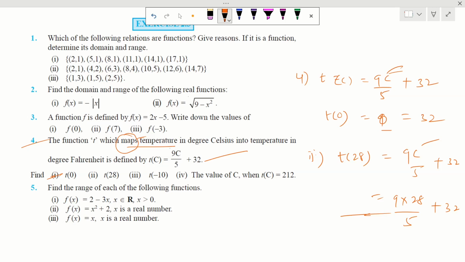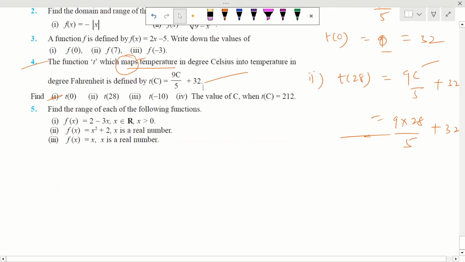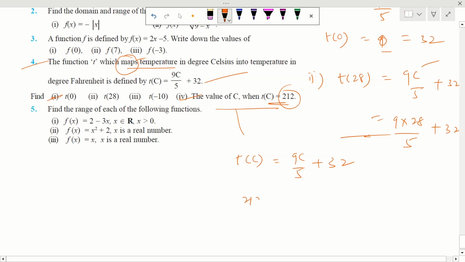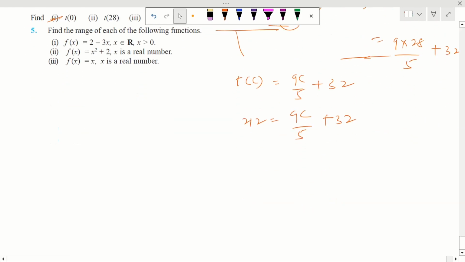This problem is very simple. And then the fourth one might be interesting. So the value of C we need to find, right? The value of C we need to find. Then T of C is given. So the T of C equation is 9C by 5 plus 32. Here in the fourth one, T of C is given as 212, and 9C by 5 plus 32. So here we need to find C.